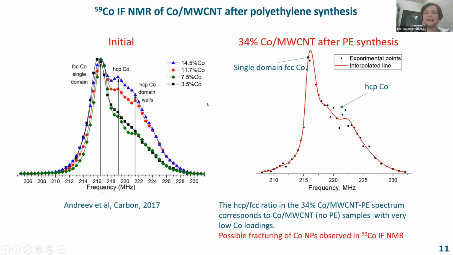But in a sample with a really huge concentration of cobalt of 34%, we saw a line shape in the NMR spectrum that was really much like the line shape for the spectrum of the sample before polymerization with the lowest concentration of cobalt. And thus we can suppose that during the polymerization process, the particles of cobalt actually break down to smaller particles and thus produce such characteristic signal for small cobalt particles.